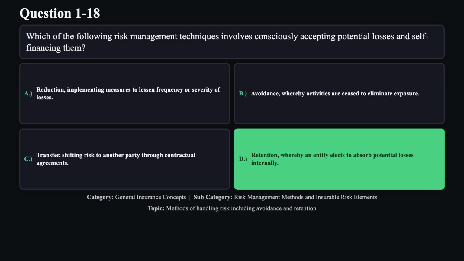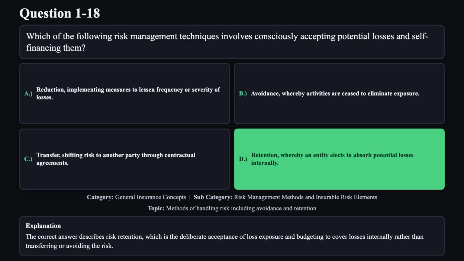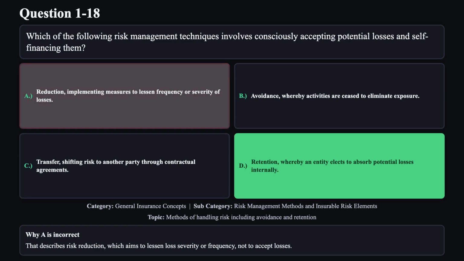The correct answer is D. The correct answer describes risk retention, which is the deliberate acceptance of loss exposure and budgeting to cover losses internally rather than transferring or avoiding the risk. Reason A is not correct. That describes risk reduction, which aims to lessen loss severity or frequency, not to accept losses.